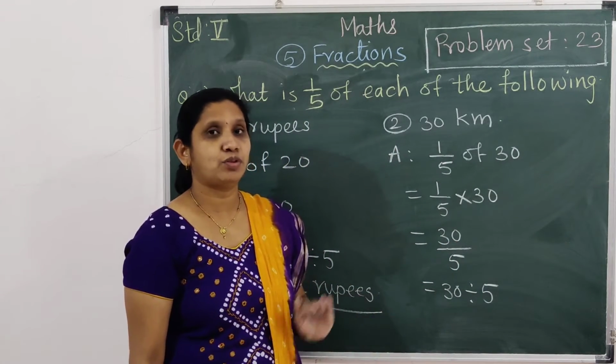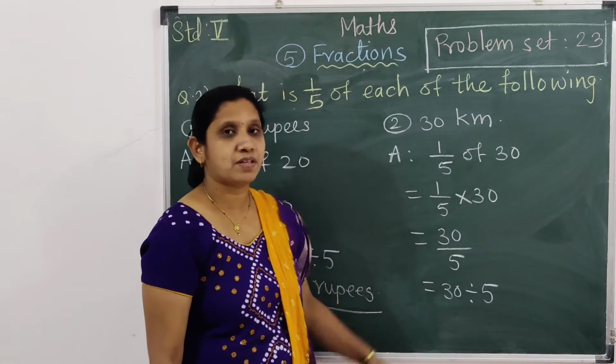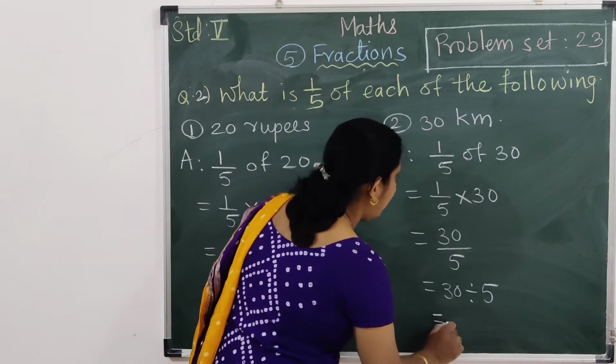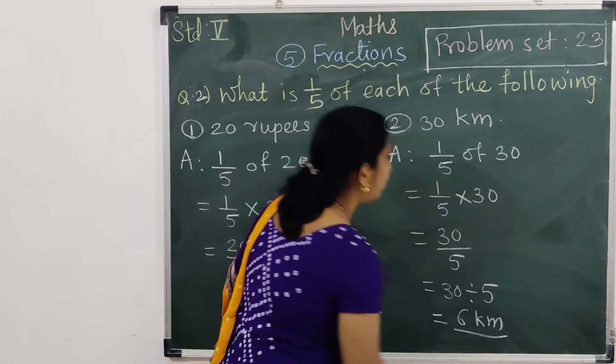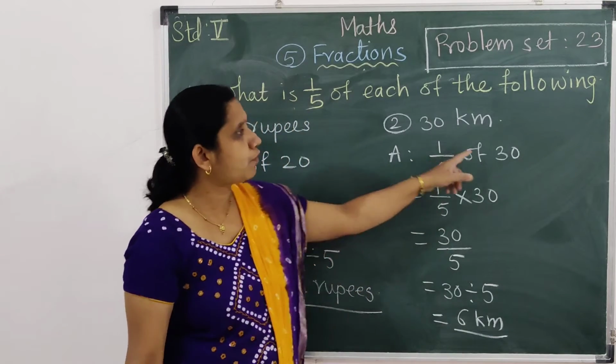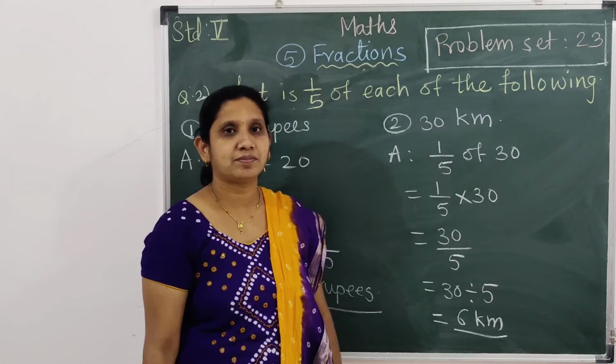Don't get confused. To avoid confusion, I am showing this in both the steps. So 5 6s are 30. So your answer will be 6 kilometers. So 1/5 of 30 kilometer is 6 kilometer.